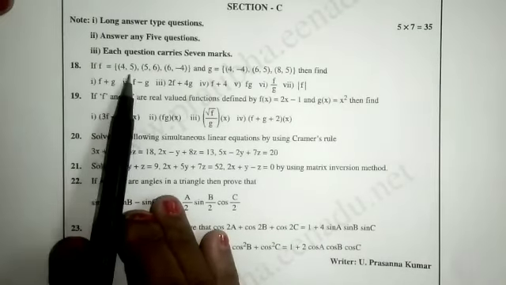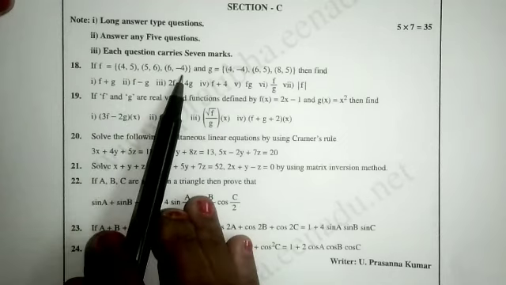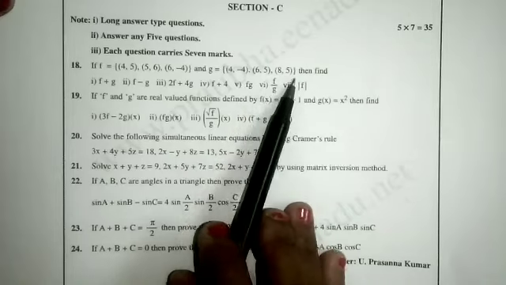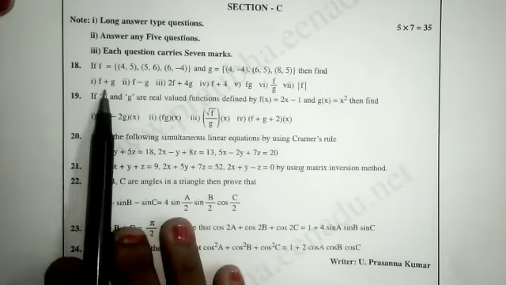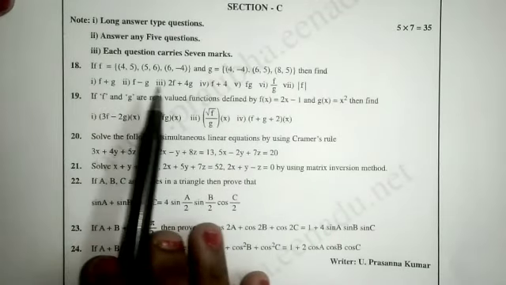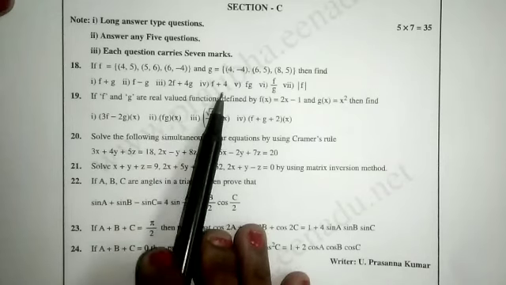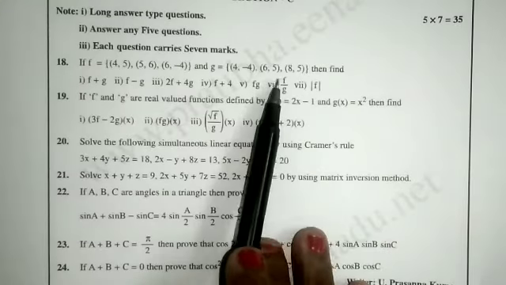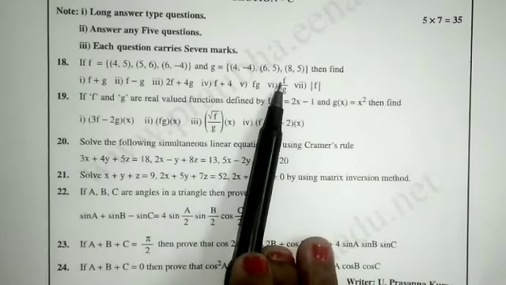If f is equal to {(4,5), (5,6), (6,-4)} and g is equal to {(4,-4), (6,5), (8,5)}, then find f plus g, f minus g, 2f plus 4g, f plus 4, f into g, f by g and mod f. Okay. And this is the most important question from the topic functions.